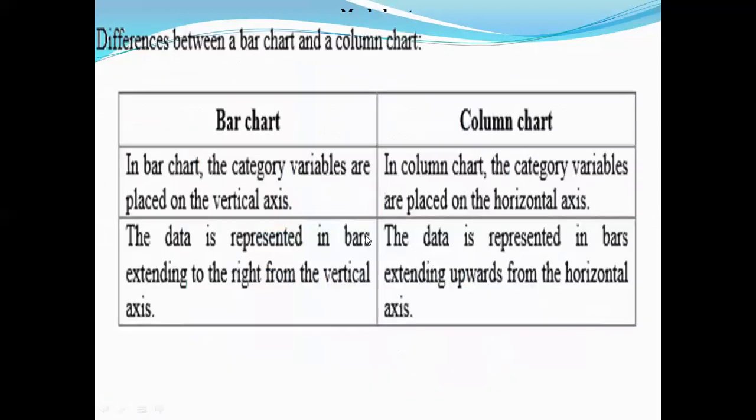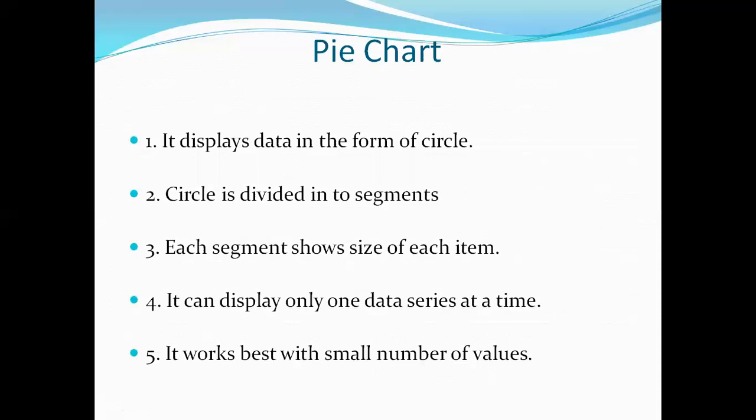So the difference is given here. In a bar chart, category variables are placed on the vertical axis. In a column chart, category variables are placed on the horizontal axis. Okay, so this is the main difference. The data is represented in bars extending to the right from the vertical axis, and in bars extending upward from the horizontal axis. So it goes vertical, it goes horizontal. That's it. Next comes pie chart.